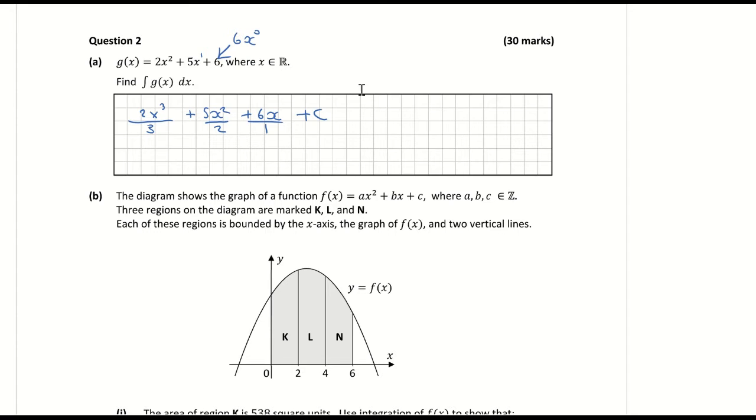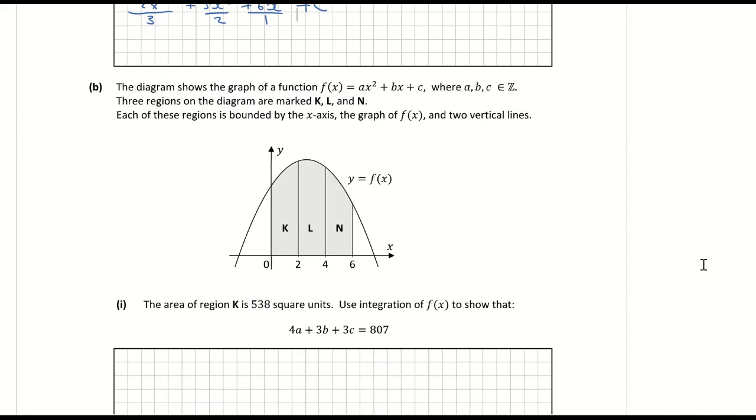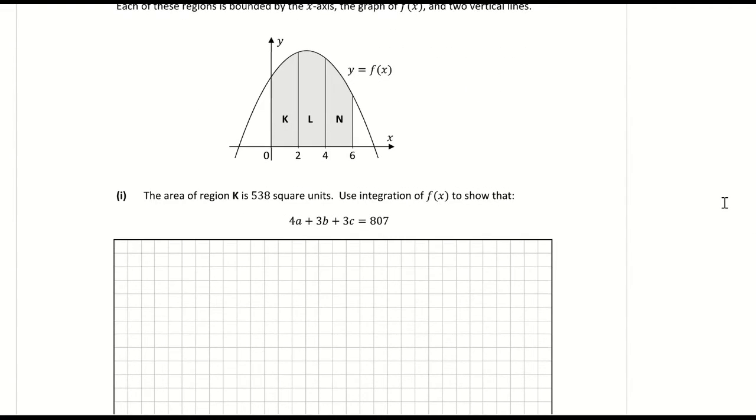Part B, the diagram below shows the function f of x. Well, they haven't given it to us actually. It's ax squared plus bx plus c. 3 regions on the diagram, k, l, and n. Each of these regions is bound by the x-axis, the graph f of x, and the 2 vertical lines. Part 1. The area of k is 538 square units. Use integration of f of x to show that 4x plus 3b plus 3c is equal to 807.